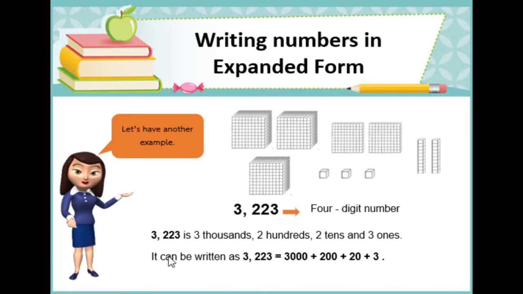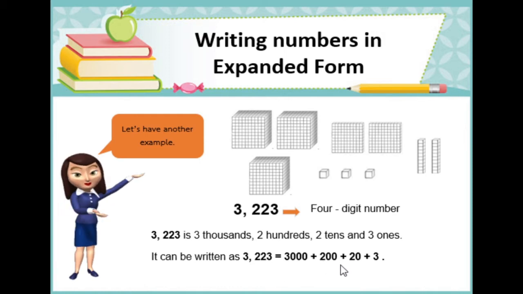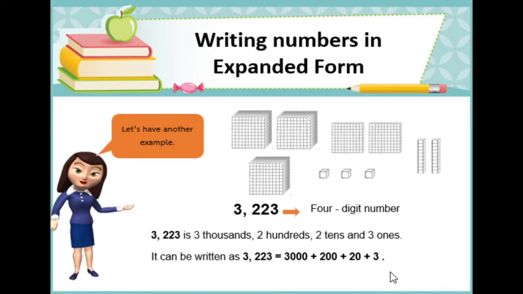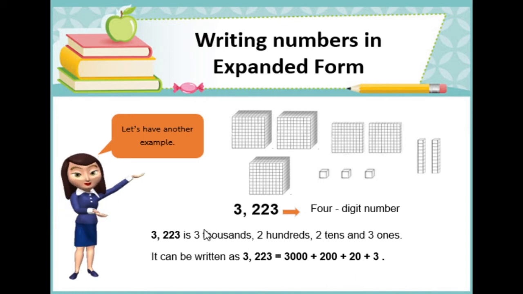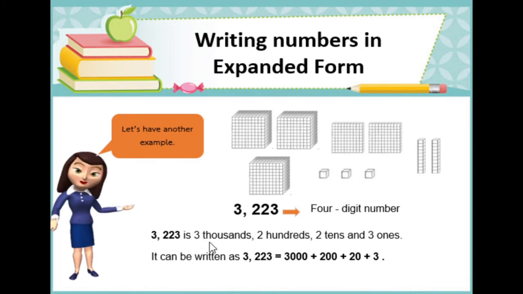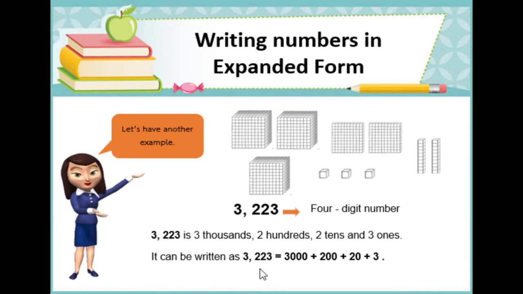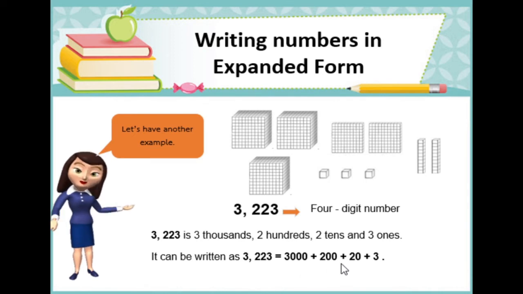In expanded form, it can be written like this: 3,223 equals 3,000 plus 200 plus 20 plus 3. Just rewrite the equivalent number of each word. 3,223 equals 3,000 plus 200 plus 20 plus 3.